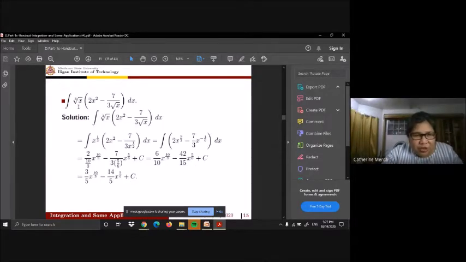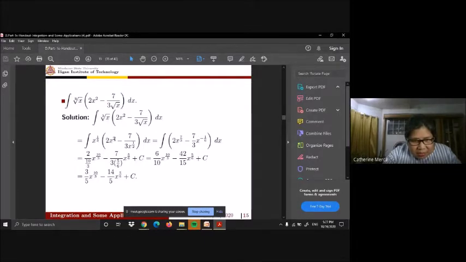integral of the cube root of x, 2x squared, minus 7 over 3 square root of x dx. Kung i-distribute na siya, ang cube root of x is your x to the 1/3. So, pag distribute, you have x to the 1/3, then 2x squared. What will happen? Mag-add mo og exponent.